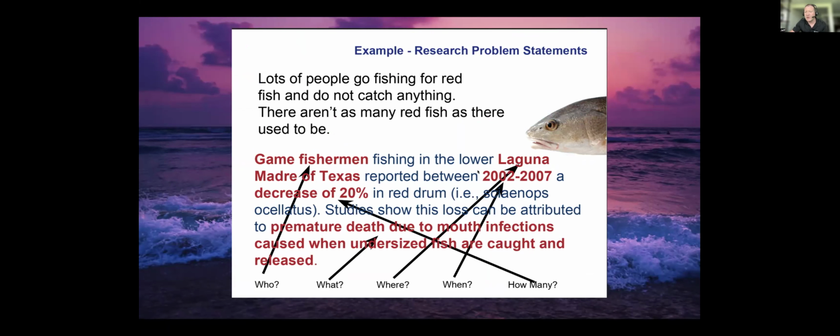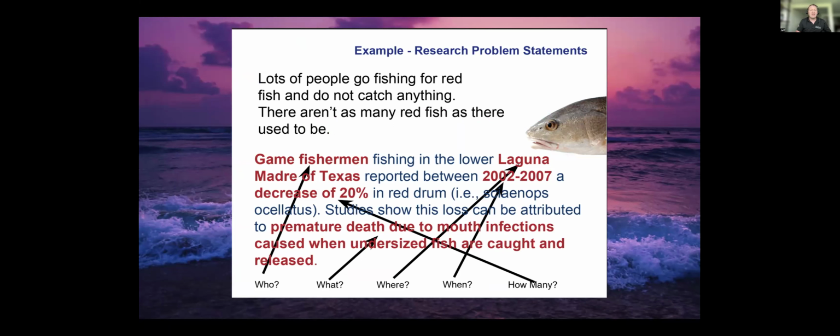Where is this happening? Where is their data coming from? Well, they found some studies from 2002 to 2007. Exactly how many are impacted by this? Will this decrease by 20%? Well, what exactly is causing this decrease? Well, according to their data, it talks about premature death due to mouth infections when they catch and release undersized fish. So now I have more data that's getting refined and worked into my problem statement.